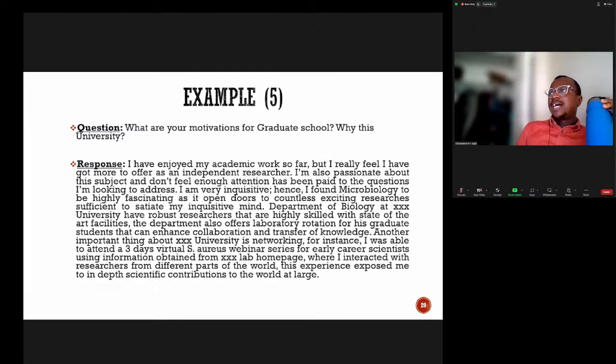For example, "I've enjoyed my academic work so far." I think that's too generic. Everybody will want to say that they enjoy their academic work, because you can't go to a scholarship interview and say you don't enjoy your academic work. Then nobody wants to give you funding. Someone said not precise. Olivia, why do you say it's not precise?